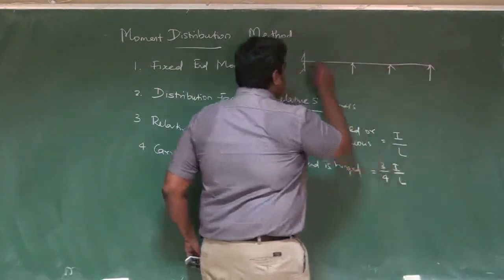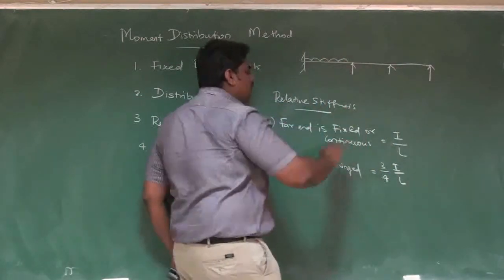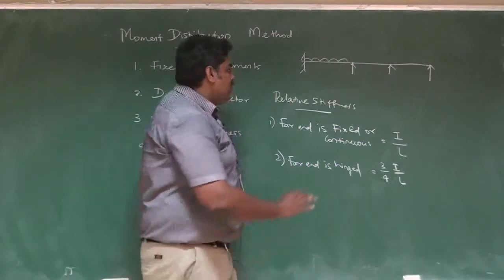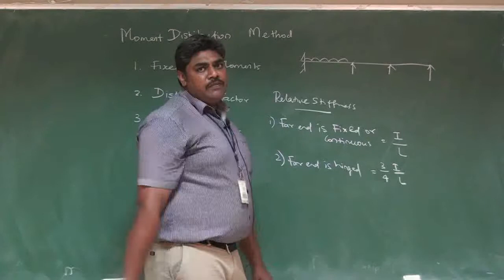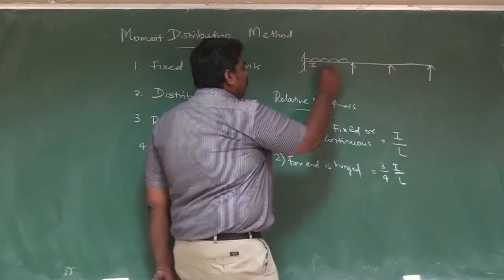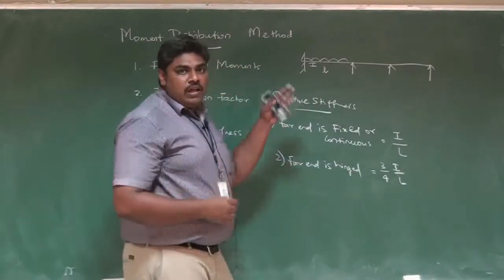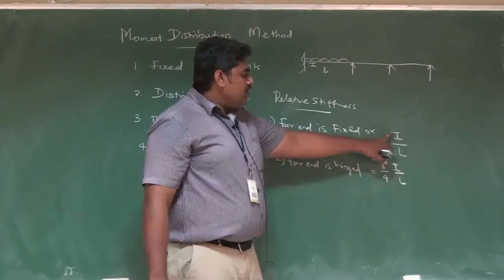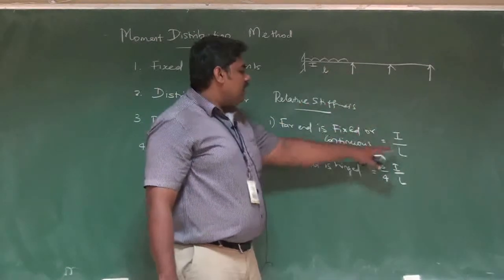I have a span like this. Here the load will not play any action. Since we deal with the stiffness, it is related to the length and the moment of inertia of the member, that is, the moment of inertia of the section. Size of the beam and length alone will play their part here, because you can see in this diagram it is I by L. So I is a variable here and L is a variable.